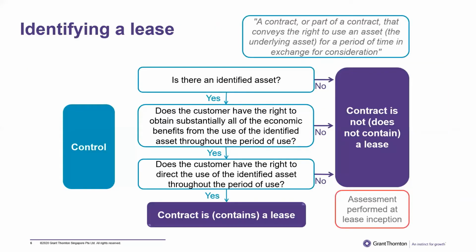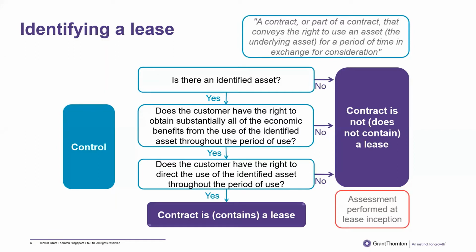So the first thing that we're going to discuss is how do you identify a lease. The definition has changed slightly, but we'll still go through it because, as I said earlier, in the old standard, the identification of lease was split over two guidances, FRS 17 and interpretation FRS 104. That all has been replaced, and you have one combined definition of lease.